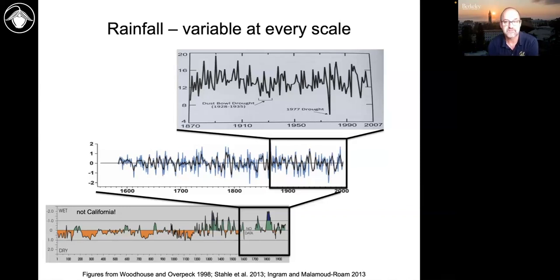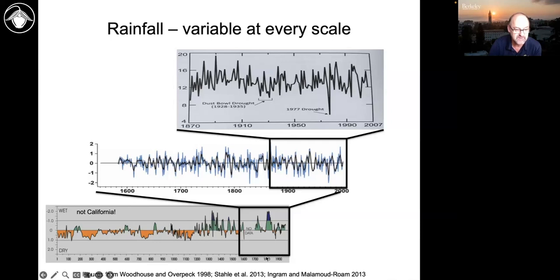Rainfall is quite different when we think about the history of rainfall. Rainfall is, the best way to think about it is it's variable at every time scale. Here is about 100 years of western U.S. rainfall history, and you just see droughts and rainy years and a little wetter at the end of the 19th century. Then you compress that and you look at the last 500 years and you just see rainfall up and down with some major droughts.